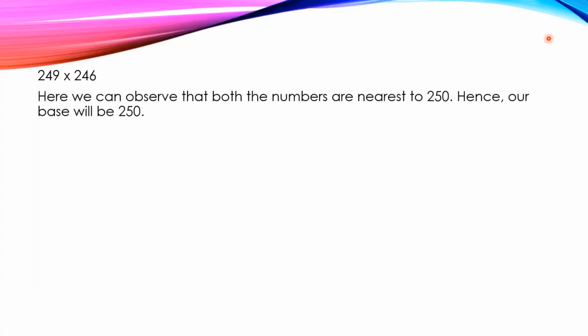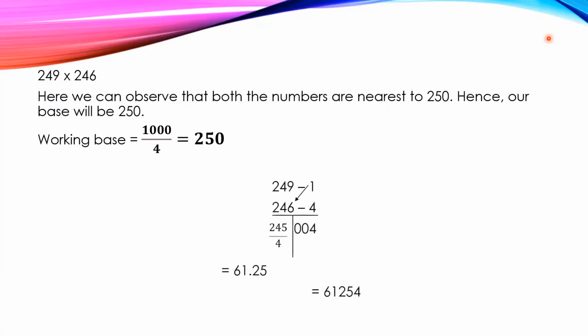Now, can you multiply 249 and 246? Here we can observe that both the numbers are nearest to 250. Hence, our base will be 250. Here, our working base is 1000 divided by 4, which is equal to 250. Now, here we can see that 249 is 1 less than 250 and 246 is 4 less than 250. So 1 fours are 4. But here we can see that 1000 has 3 zeros. So we will write 004.